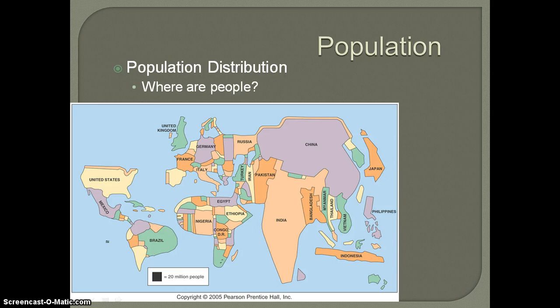Anyway, when we talk about where people are located, we can see in this cartogram of the world that people tend to congregate, and there are larger populations in certain parts of the world than others.